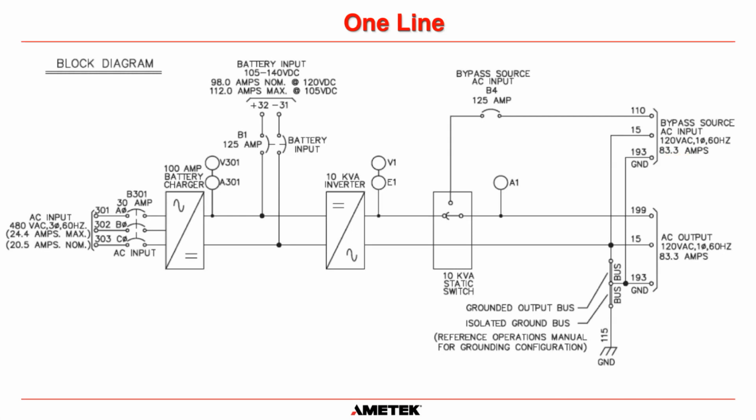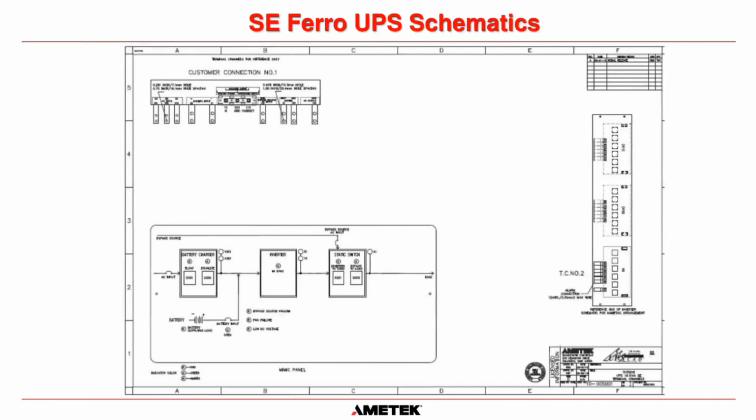And then also the AC output is going to be pretty much identical to the bypass input. It's also going to be 83.3 amps, and there are hot, neutral, and ground connections there as well. Okay. Now, the next question that most people ask is, well, okay, what are the terminations inside your UPS?